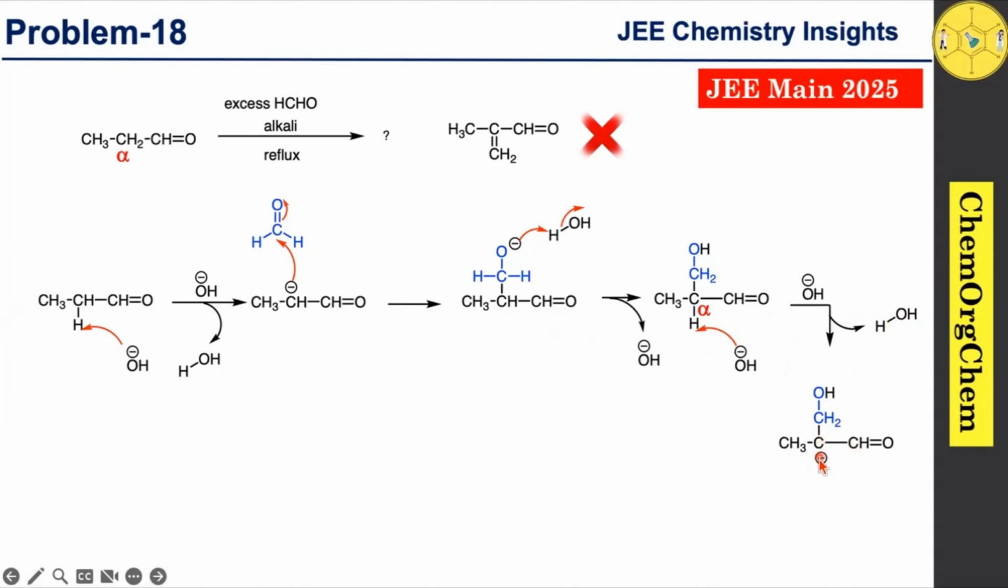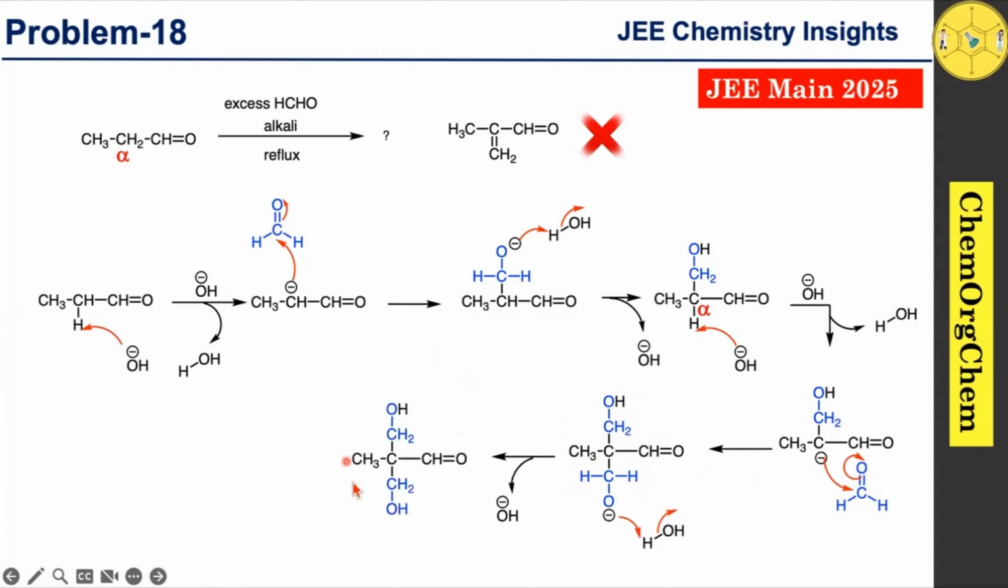Now this carbanion species reacts with formaldehyde, since in our question excess of formaldehyde is given. This negative charge attacks the carbonyl carbon, so the pi bonded electrons move towards the oxygen atom, producing the corresponding intermediate. Now this intermediate readily takes a proton from water, kicking off a hydroxide ion and producing the corresponding intermediate. The whole sequence of reaction is known as Cross-Aldol condensation reaction.